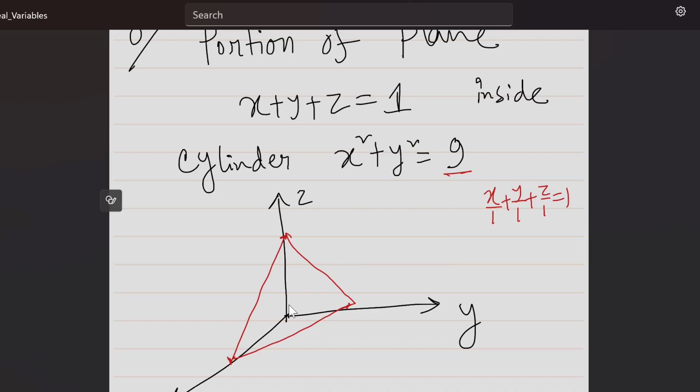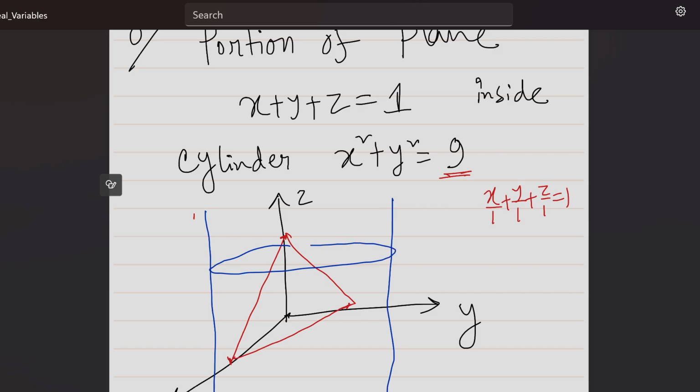It looks quite complicated, but actually the cylinder's radius is 3, so it will be a big cylinder. Let me take another ink. The cylinder is like this type of cylinder, because from here it is 3. X square plus y square equal to 9, so the radius is 3. My drawing is not that good, but if you understand, okay, this is the picture.